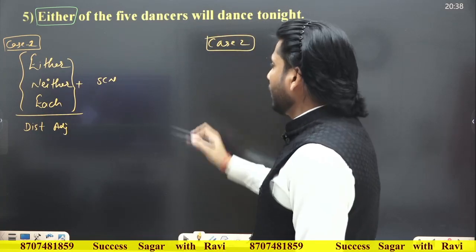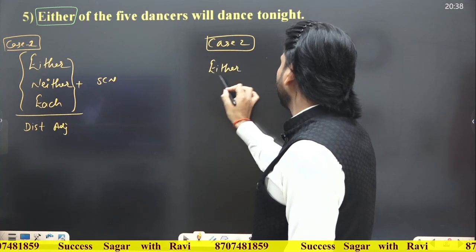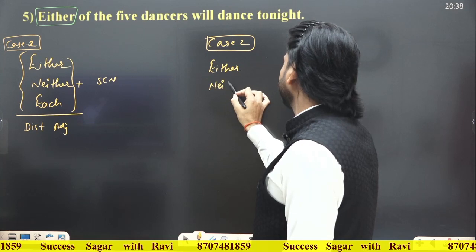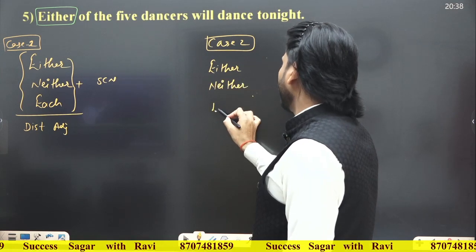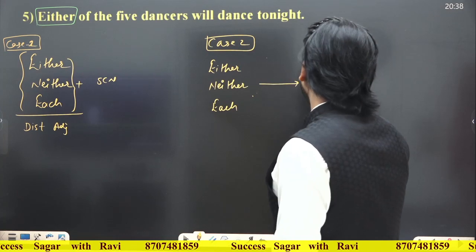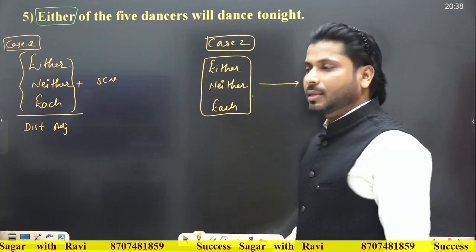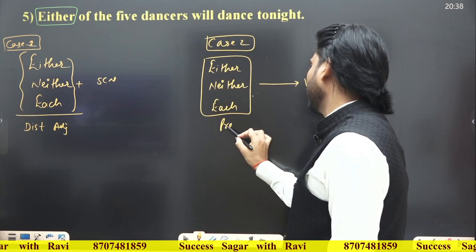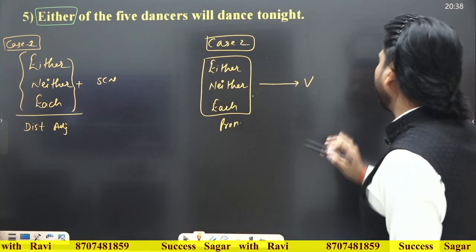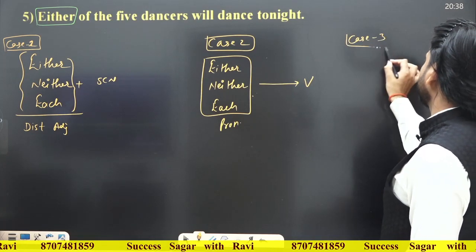Let us understand. If either, neither, each is followed directly by a verb, this is not an adjective now. This is a pronoun. That is case 2. One more case is there, case 3. What is this case?